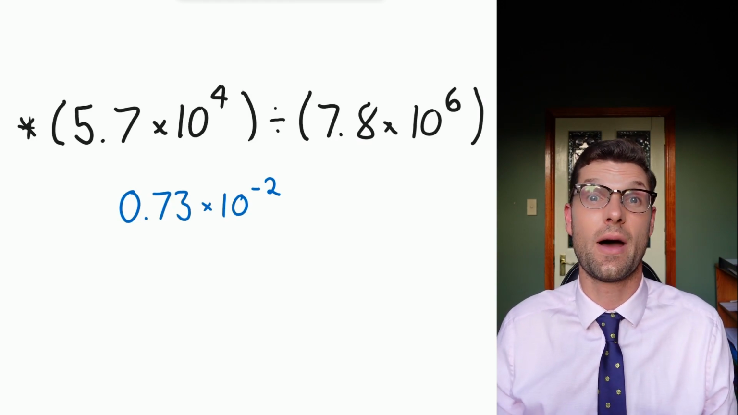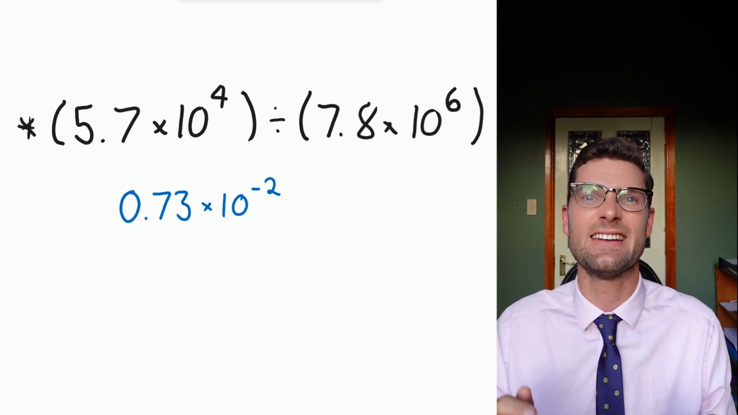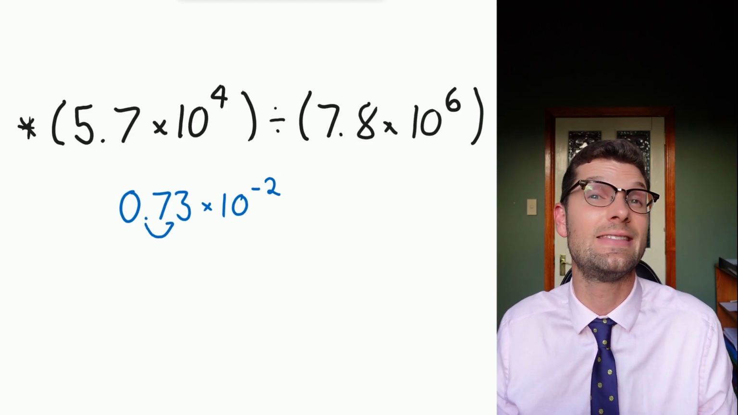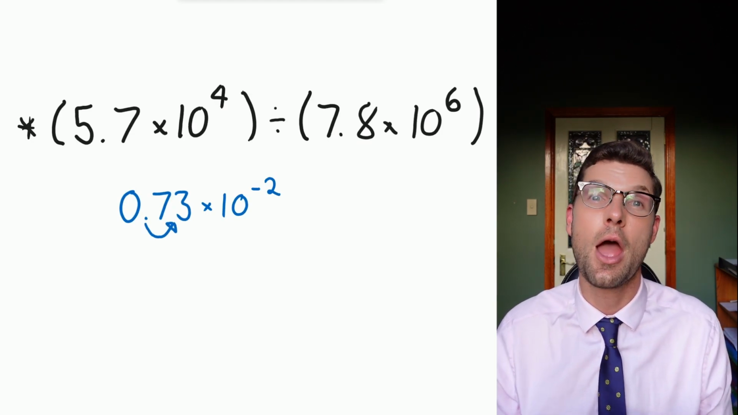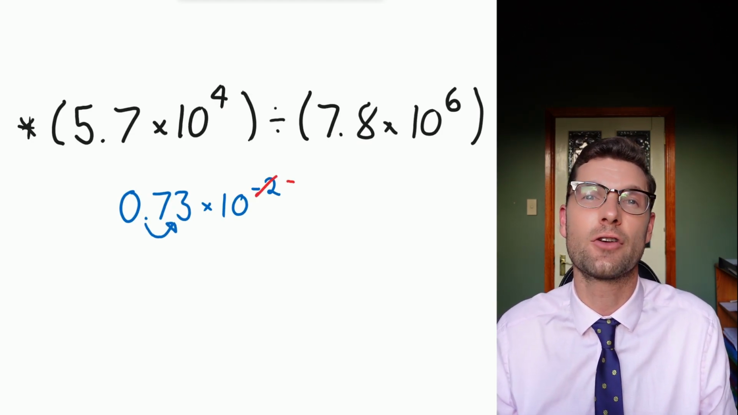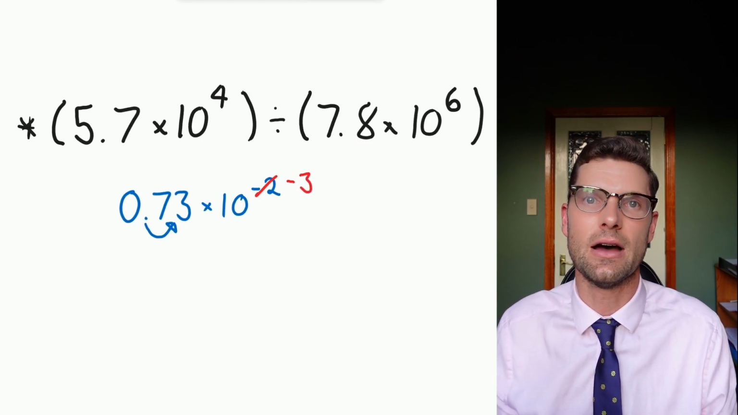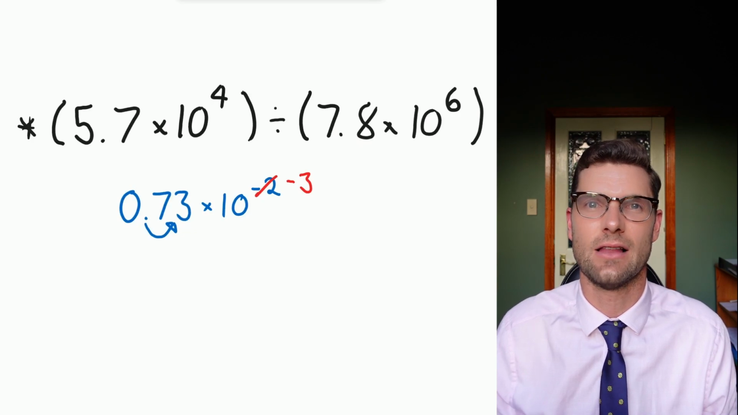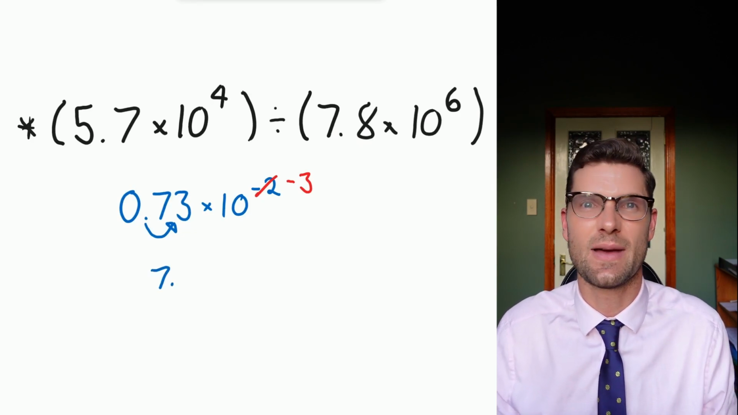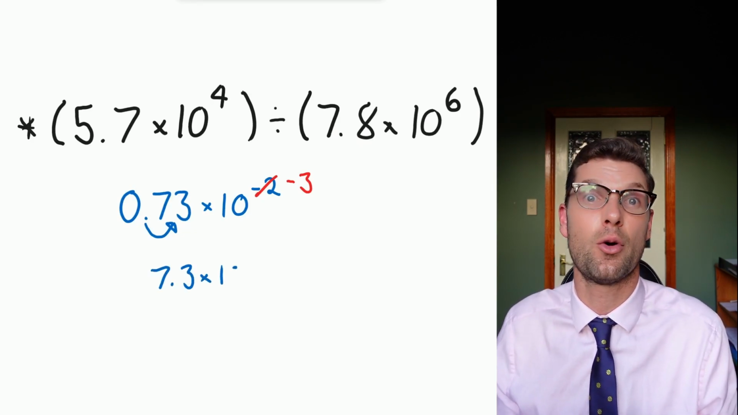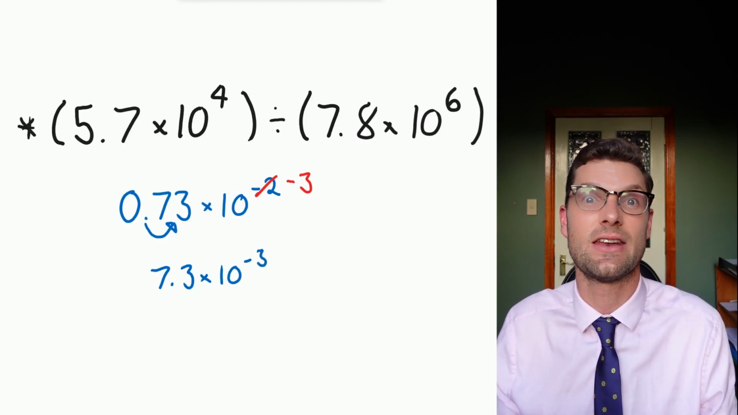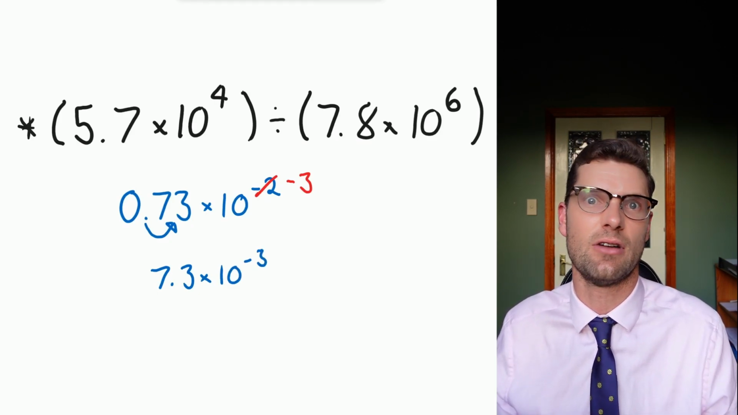I've got to make sure that my first number is between 1 and 10. So I've actually got to move the decimal point in the opposite direction this time. Because I'm moving it backwards, I've got to take that negative 2 and make it negative 3. This is a lower number, so different to the one that we did in the last example. That just means I've got my answer: 7.3 times 10 to the negative 3 is going to be correct.